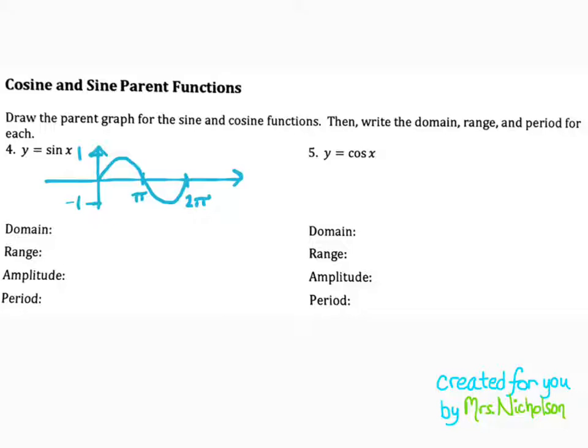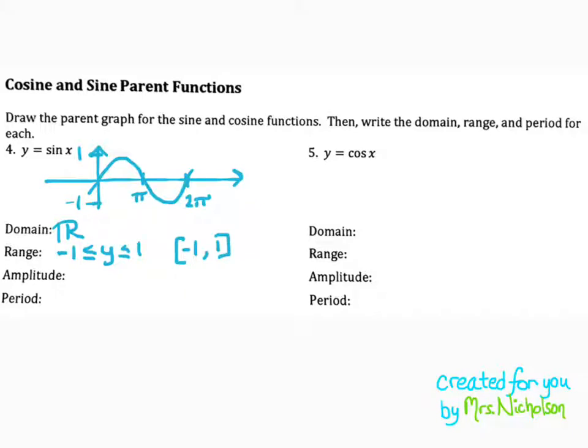The domain for sine is all reals. Sine keeps going forever. There's no x value that we can't plug into sine. The range, however, is very limited. It only goes between -1 and 1. Or if you prefer to use set notation, you can write your answer like this. Either way that you would like to write your answer is acceptable.